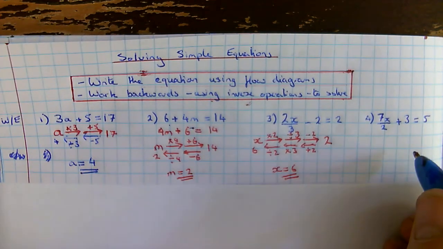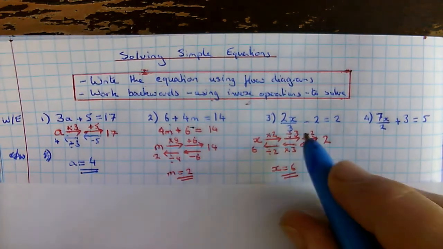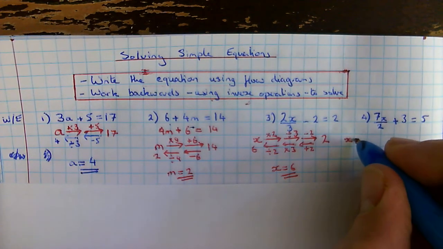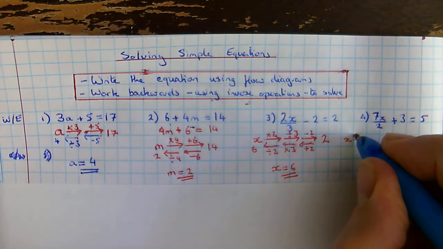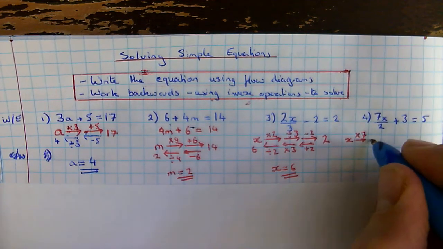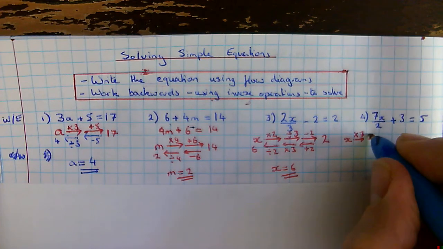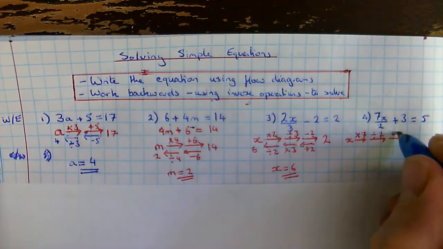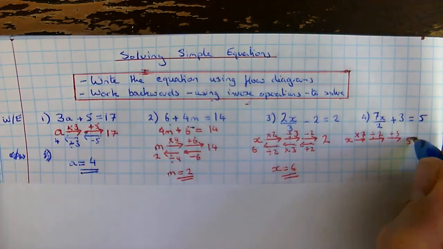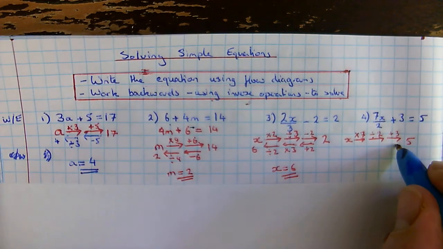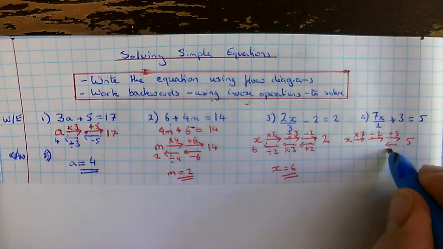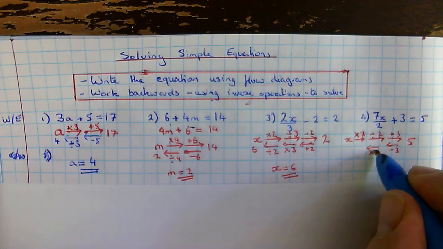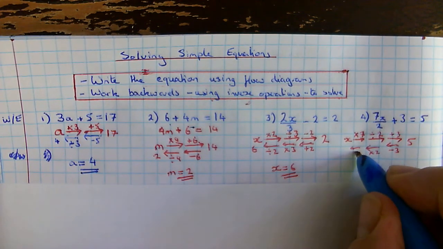is somewhat more complicated. So, very similar to what we had before. I take my x, I times it by 7, I divide it by 2, and then I add 3 to give me 5. Working backwards, I'm going to have to take away 3, I'm going to have to times by 2, and then I'm going to have to divide by 7.